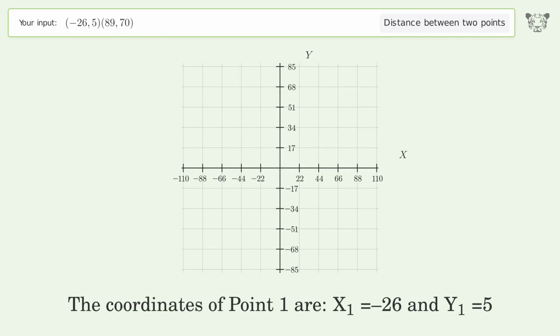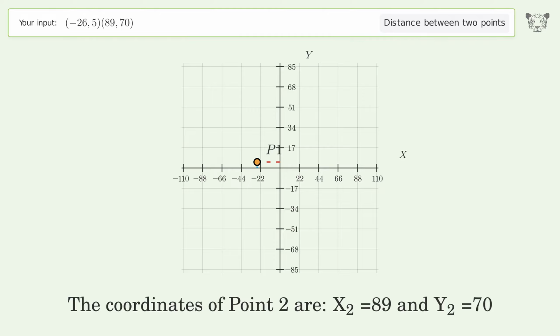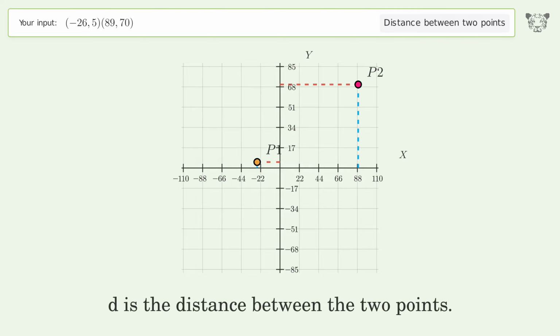The coordinates of point 1 are x1 equals -26 and y1 equals 5. The coordinates of point 2 are x2 equals 89 and y2 equals 70. D is the distance between the 2 points.